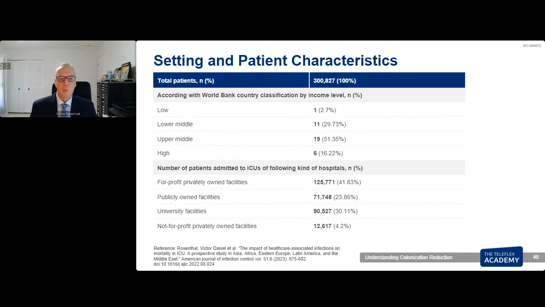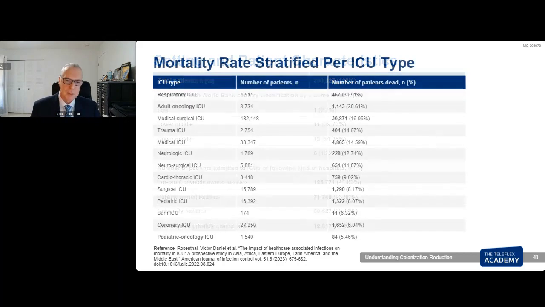51% of them were hospitalized in upper middle income countries, 30% in lower middle, 16% in high income, and 3% in low income. 42% were private hospitals, 30% were teaching, 24% were public, and 4% were non-profit.